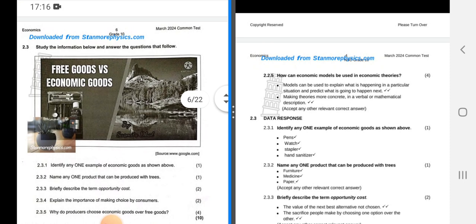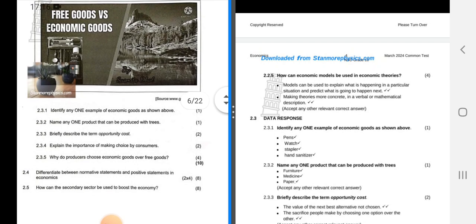Now let's look at this picture. Study the information below and answer the questions that follow. Free goods versus economic goods. We have the source there. Identify one example of economic goods as shown above. So pens, watch, stapler, and hand sanitizer. Those are economic goods.